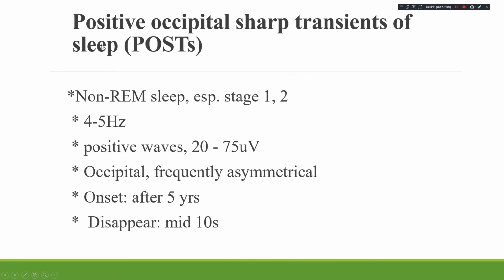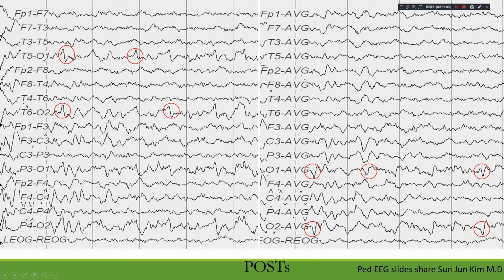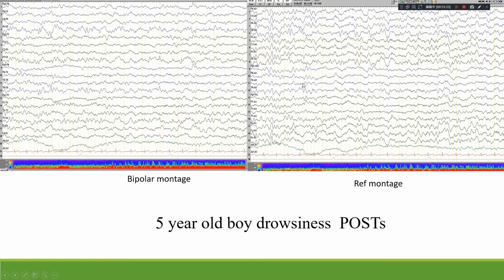And the positive occipital sharp transient of sleep is also easy to misinterpret as a sharp wave or epileptic spikes. This usually happens after 5 years of age and disappears in the mid-teens. As you can see, it usually occurs in the occipital area during stage 1 sleep, and when we use the referential montage, the deflection is downward, which is positive. So we call it positive occipital sharp transient.